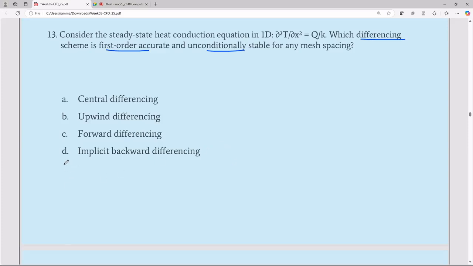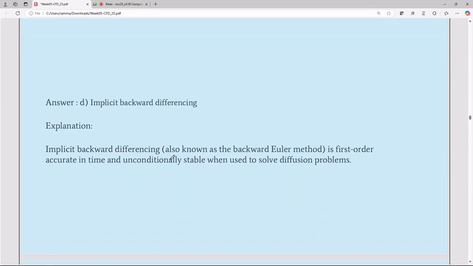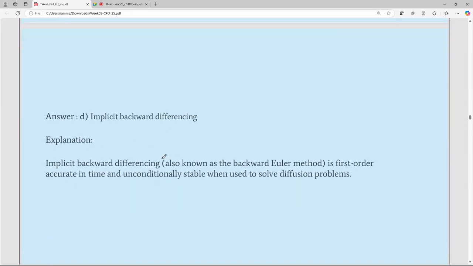The answer is option D, that is, implicit backward differencing. So this is also known as Euler's method. Mostly implicit schemes, both forward and backward Euler, are first order accurate in time and unconditionally stable for different types of problems.